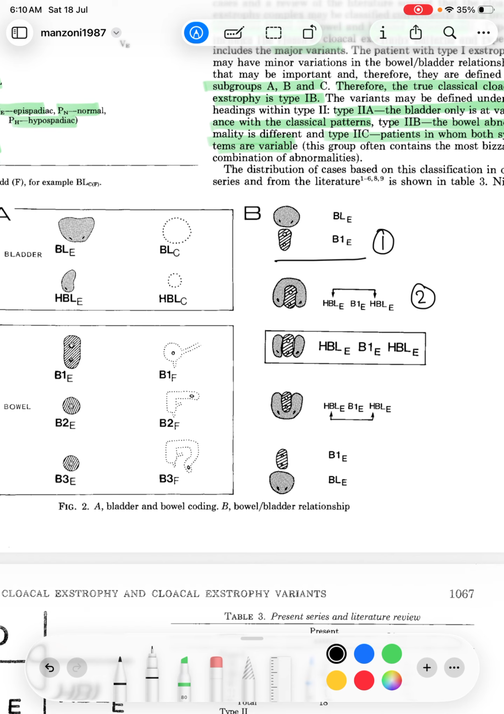Similarly here you can see hemibladder, exstrophied, bowel segment, ileocecal segment, and hemibladder on either end also. So it is exstrophied. Similarly in the fourth one, it is coming from the lower end, and here you can see the bowel segment is above and the bladder exstrophied segment is on the lower end. This way they have shown the bowel-bladder relationship.